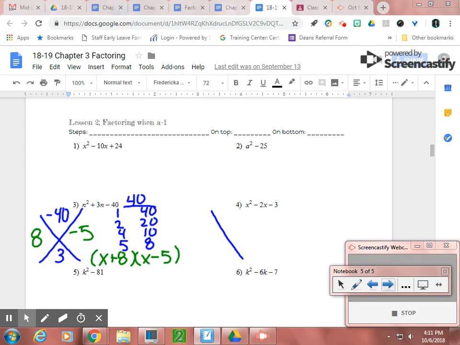Okay, doing the same thing here. This one multiplies to negative 3 and adds to negative 2. The only things that multiply to 3 are 3 and 1, so I know it has to be 3 and 1. I just have to decide how to get negative 2. Well, I'm going to get that by making my 3 negative. So I have x minus 3 and x plus 1.